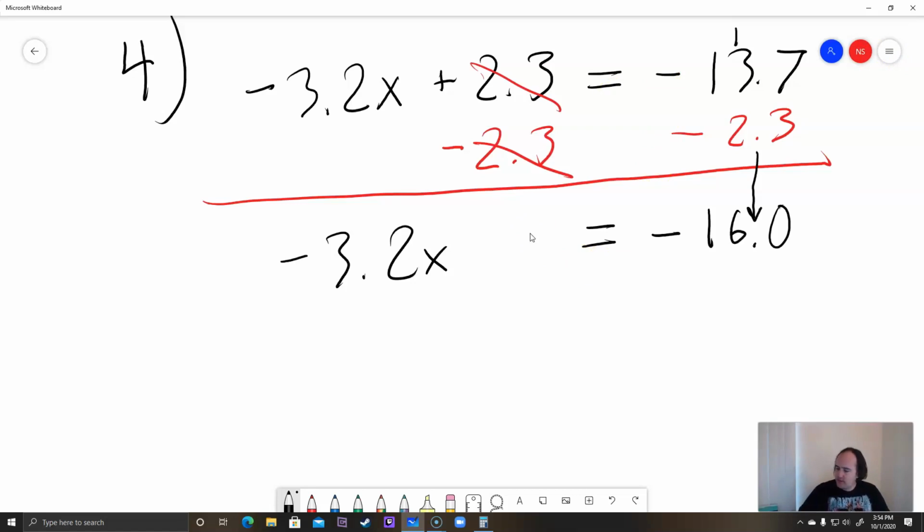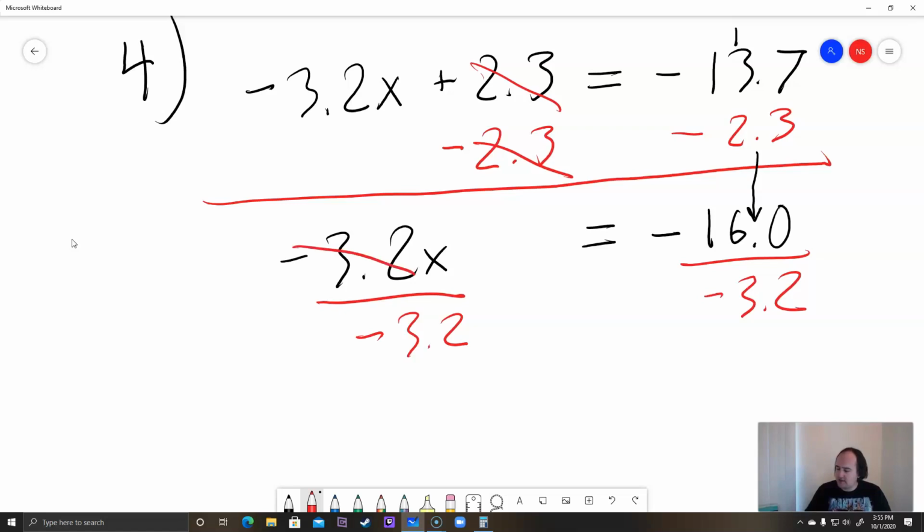Alright? And then we still aren't done though. We still have to isolate x. So the next thing we have to get rid of is the negative 3.2. The only way to get rid of that is to divide both sides by negative 3.2. So I'm going to divide both sides of the equation by negative 3.2. On the left side, the negatives and the 3.2's cancel, and we just get x. And then on the right side, the negatives cancel.